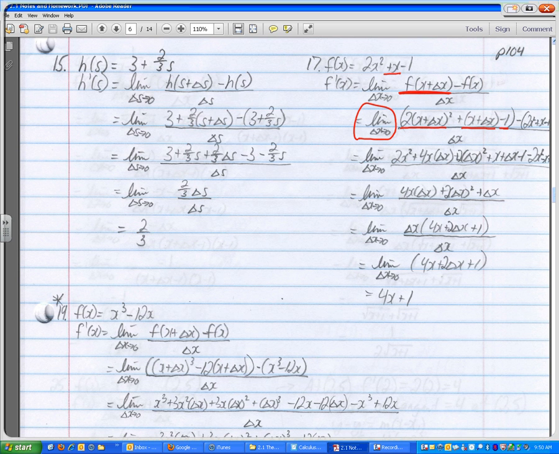Minus, so minus, parentheses, f of x. So just put f of x in there. Put in 2x squared plus x minus 1. And our denominator stays delta x. We good on that step?